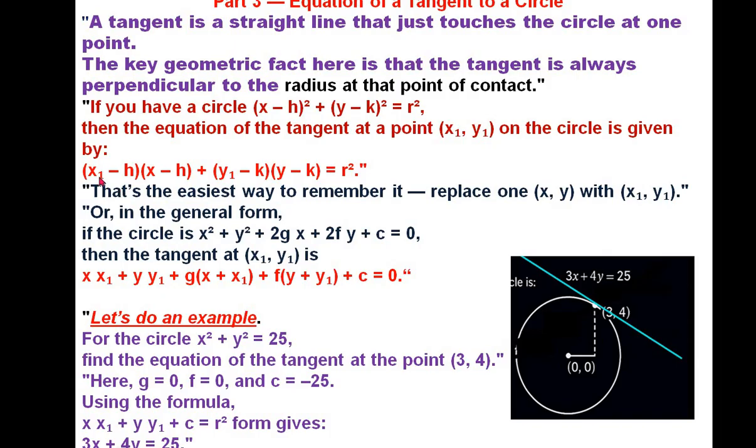What we have done is break the squared brackets into two factors, replacing x by x1 and y by y1 in one of them. That is the easiest way to remember it. So this is called the equation of the tangent in the general form.